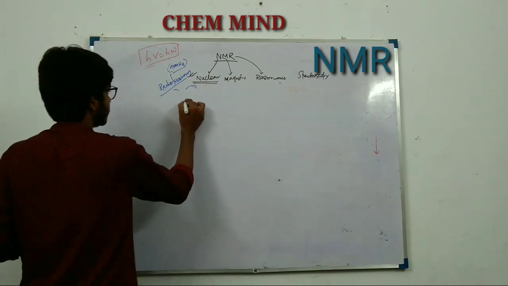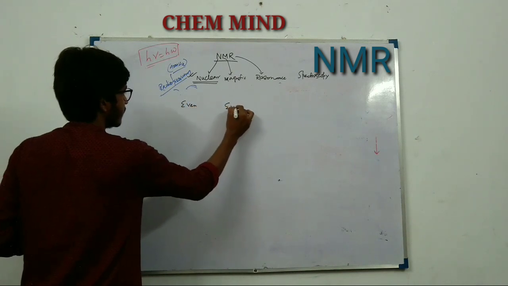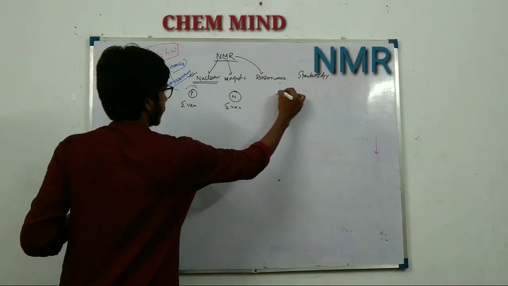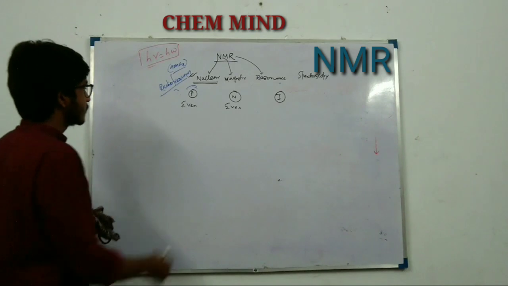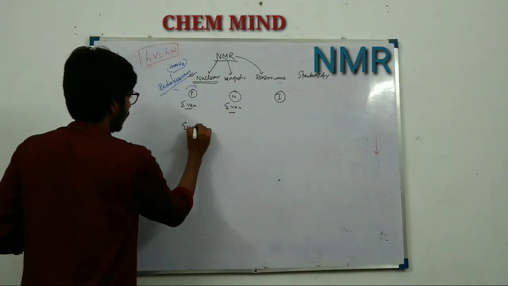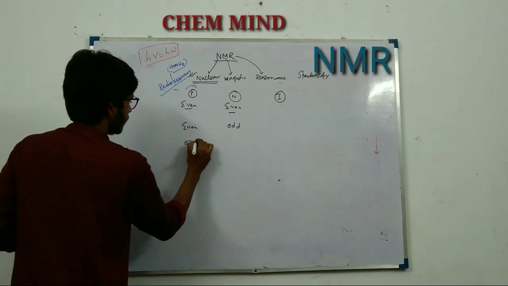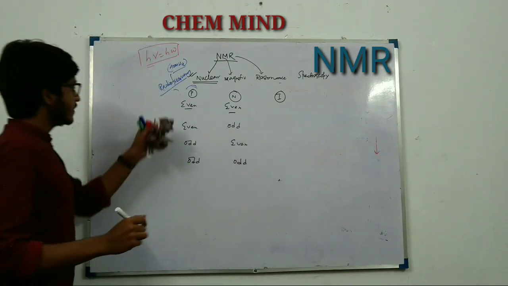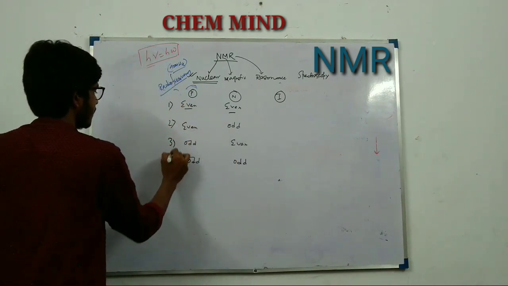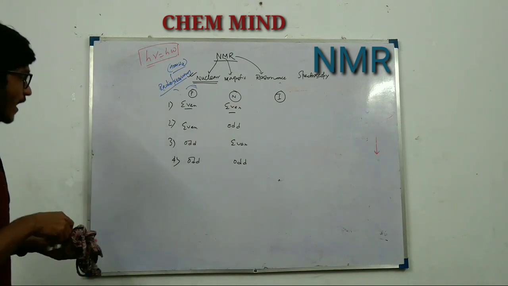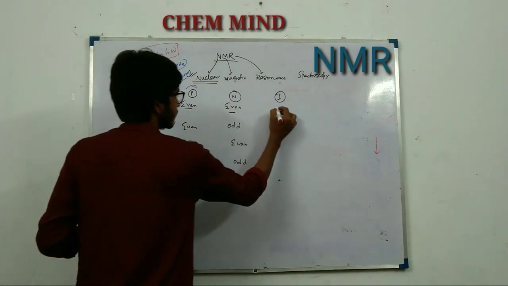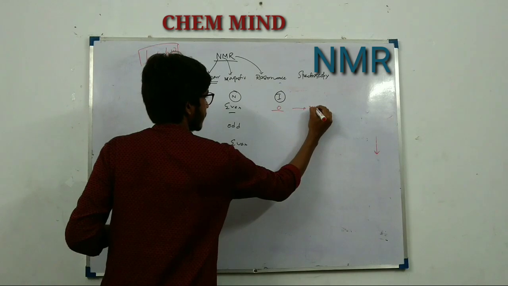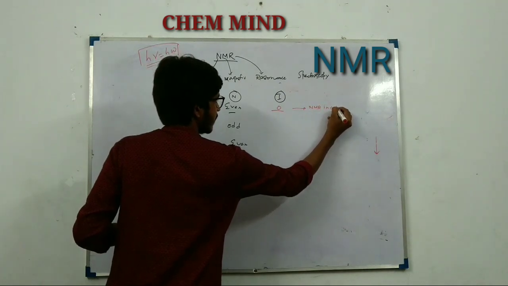The first is even, meaning there is a proton and there is a neutron and the spin quantum number is 0. So: even-even, even-odd, odd-even, and odd-odd. There are four cases. For even-even, the spin quantum number is 0, and these are NMR inactive.